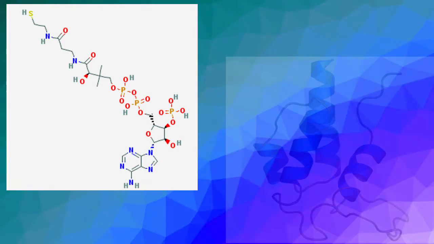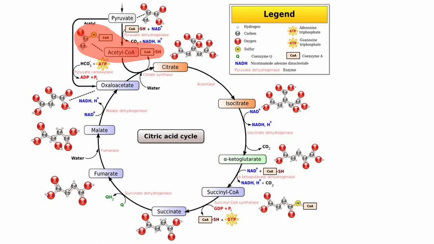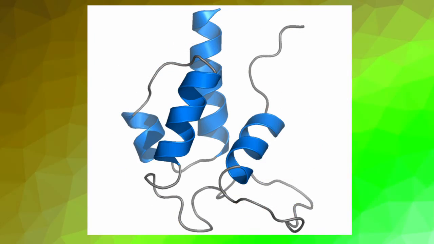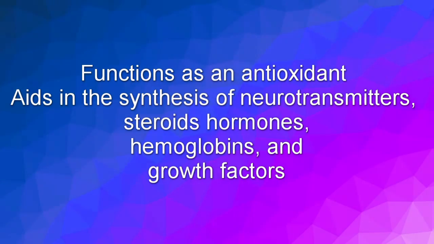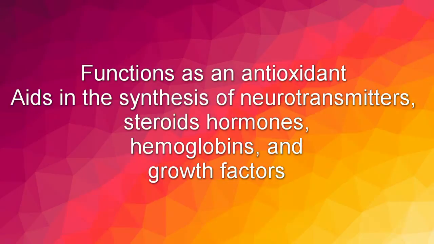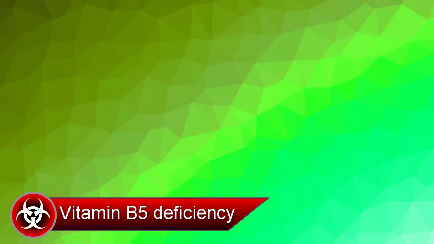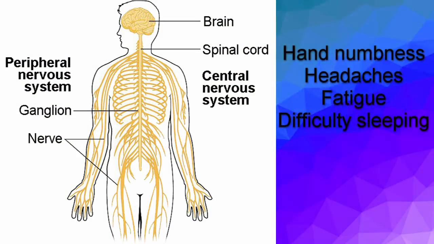Your friend coenzyme A will grab an acetyl group and donate it to the Krebs cycle, one of the main sections in cellular respiration. The acyl carrier proteins will mainly deal with the creation of lipids with the help of CoA and NADPH. Vitamin B5 also functions as an antioxidant and aids in the synthesis of neurotransmitters, steroid hormones, hemoglobins, and growth factors.